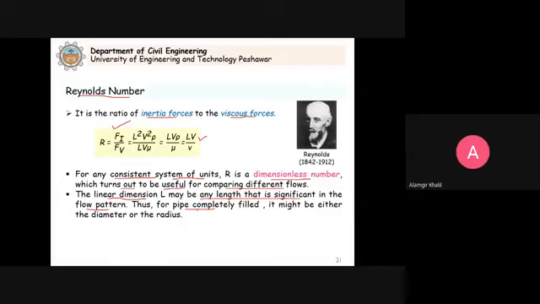For pipe flow, we already studied that it might be either the diameter or the radius. In that case, for the Reynolds number, this characteristic length L is considered as the important parameter, the diameter.